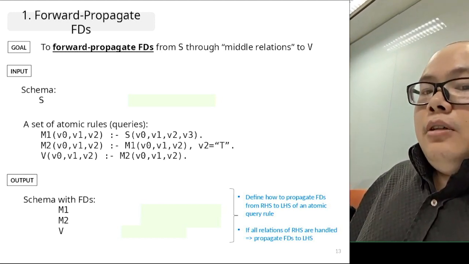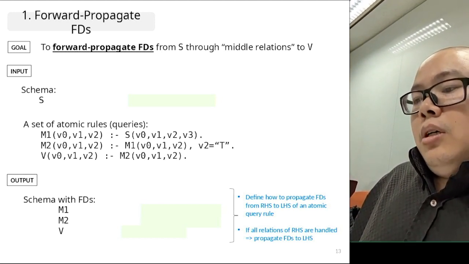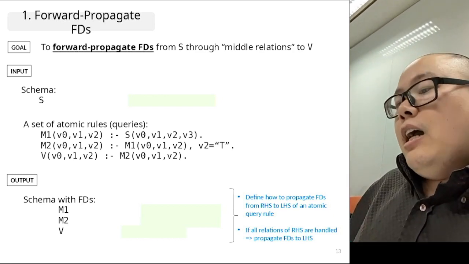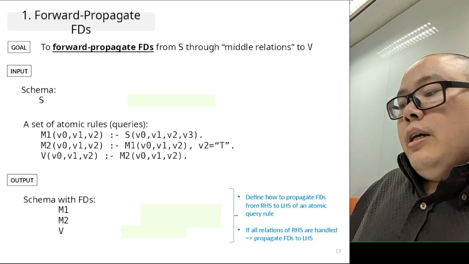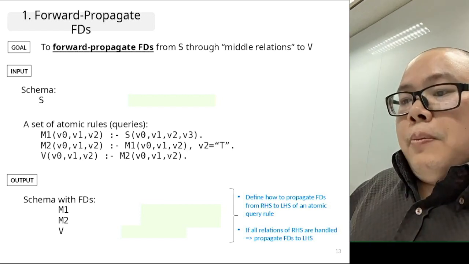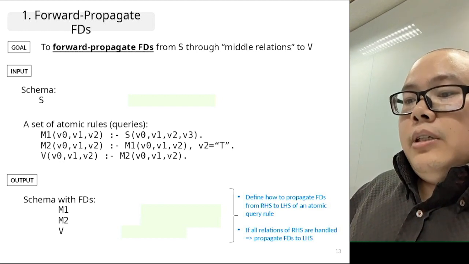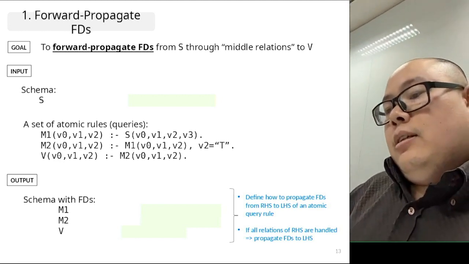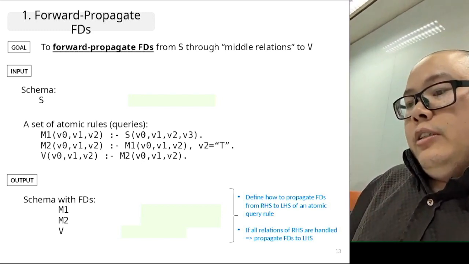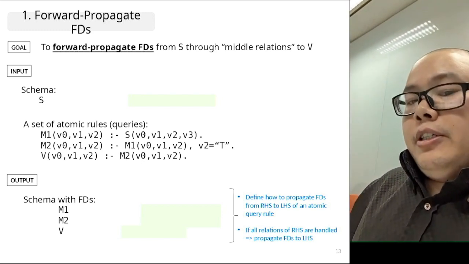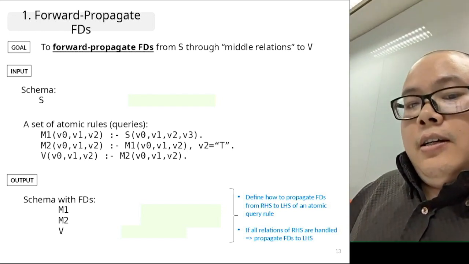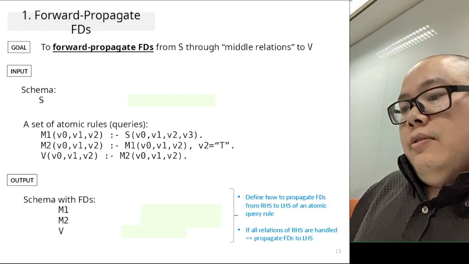And if a relation on the right hand side has a dependency, we propagate the dependency to the left hand side. So in this example in the slide, we start from the source S and propagate dependency to M1, and in the second rule we propagate from M1 to M2, and lastly we propagate from M2 to V. So for all relations in the query tree, we have already specified the functional dependency.